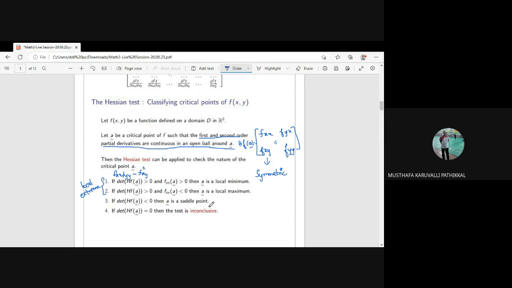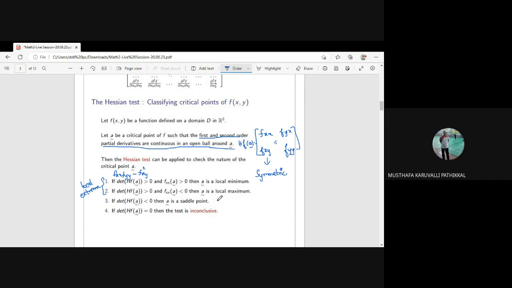If the determinant is zero, the critical point is inconclusive. Let me see whether I understood what you are saying. Suppose there is a point which is a local minimum or maximum, which is not identified by the Hessian test because of the inconclusiveness. What to do? Is that what you are asking? Yes. Usually in exam, such a question will not be asked.